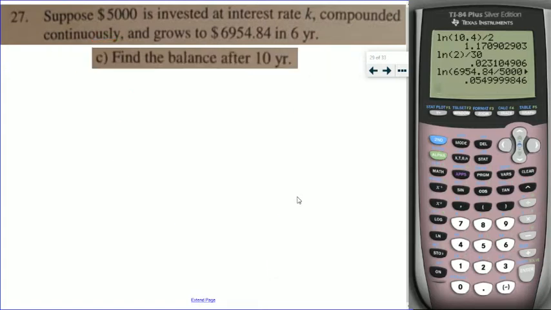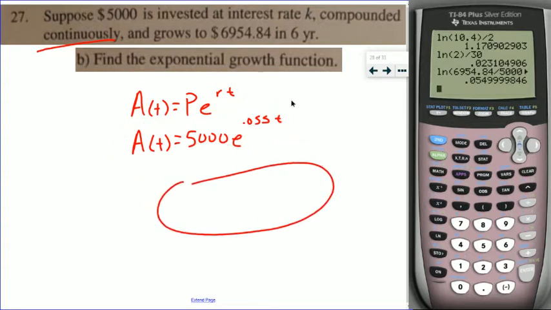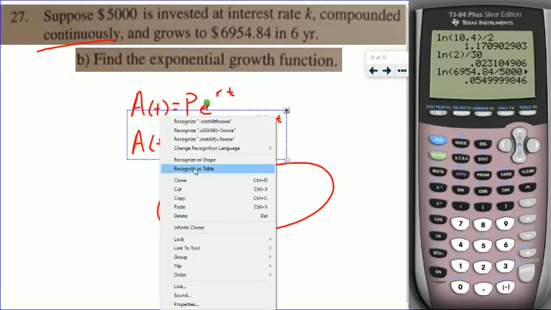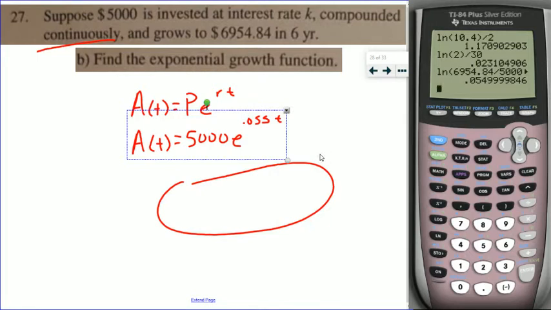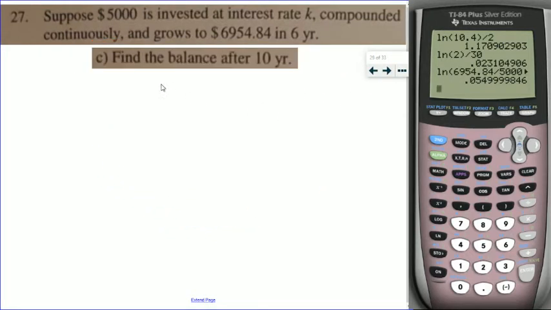All right, now we want to use that exponential growth function and find the balance after 10 years. So because I am lazy, I'm going to move this circle and I'm going to copy paste this. Copy. Come back, circle. Yeah, there you go. Good stuff. And then I'm going to paste. All right, so there's our exponential growth function. And find the balance after 10 years. When it says find the amount after 10 years, find the balance after 10 years, we plug in 10 for t, wherever we see a t.